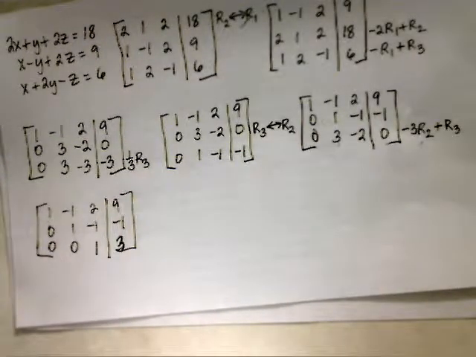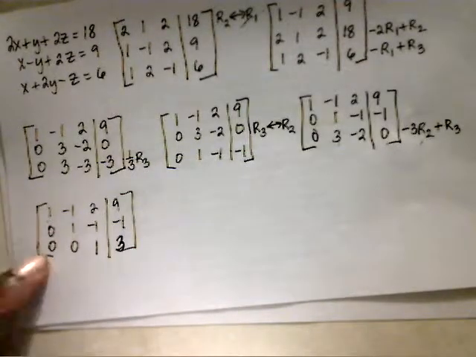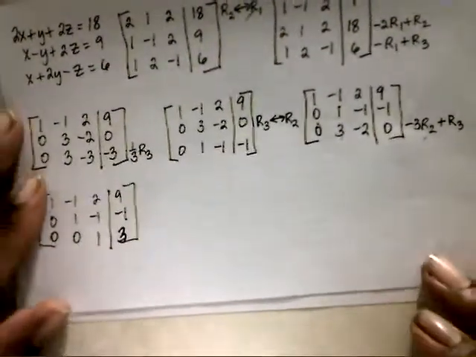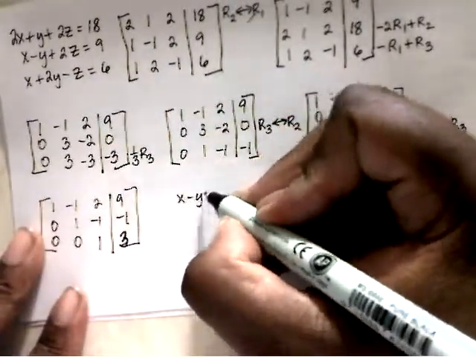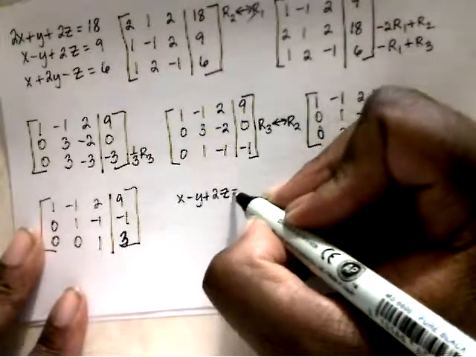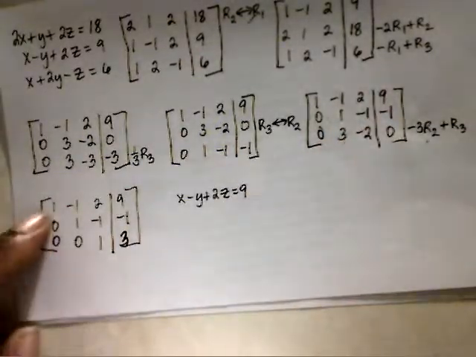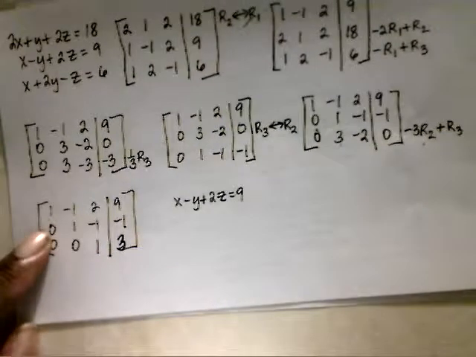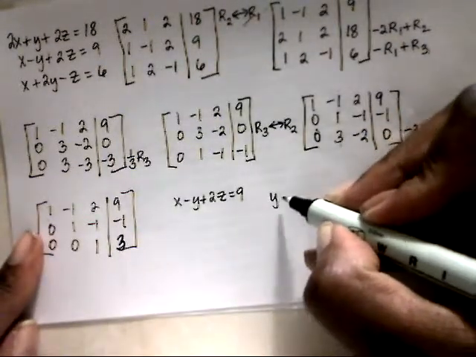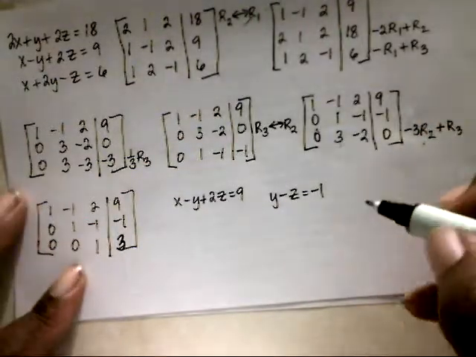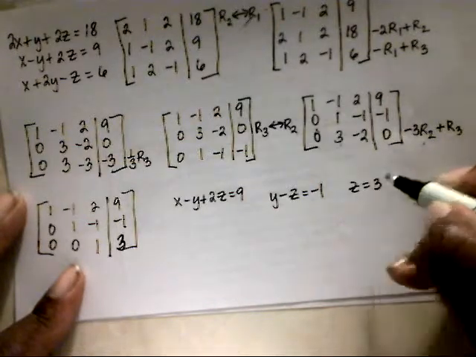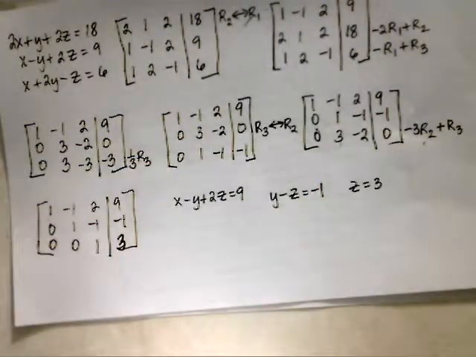Okay, so here's what I'm going to do. I'm going to rewrite this augmented matrix as a system of equations, which in this case, the first row will be x minus y plus 2z is equal to 9. Okay, that's the first row. The second row is y minus z equals negative 1. The third row is simply z is equal to 3. Because that third row gives me the third of the ordered triple.